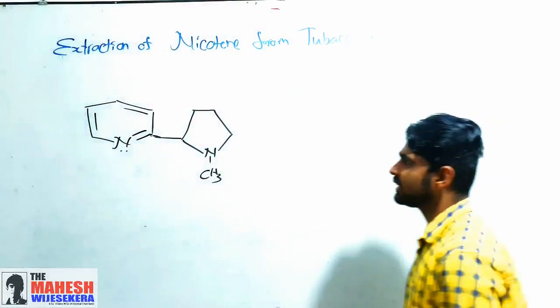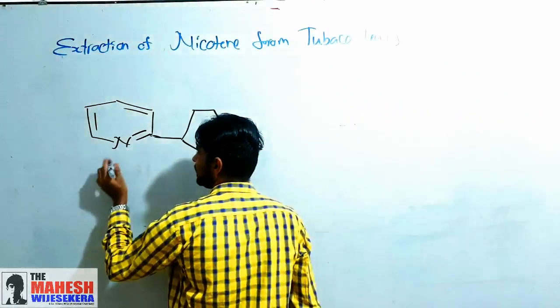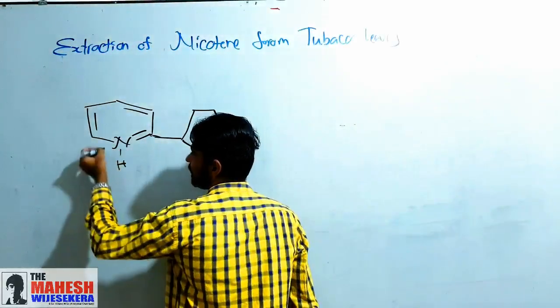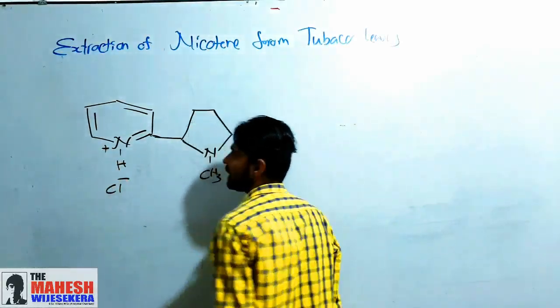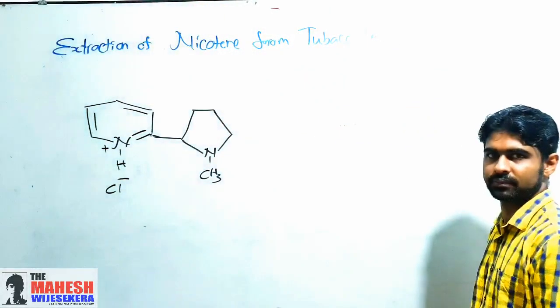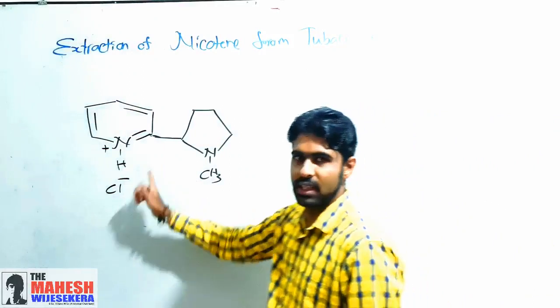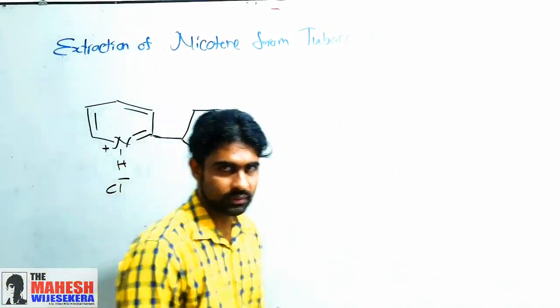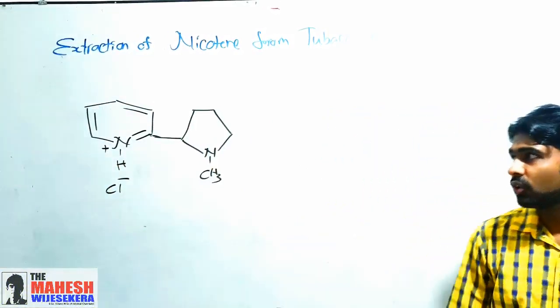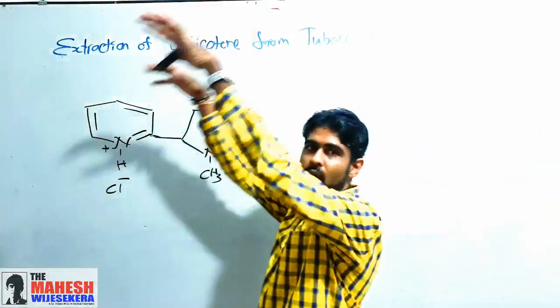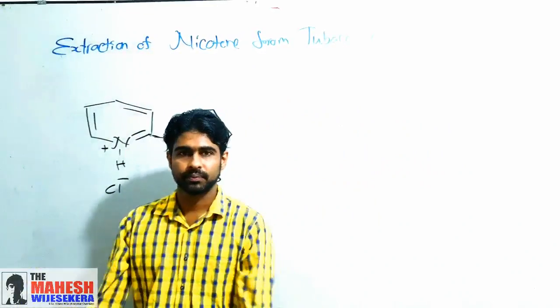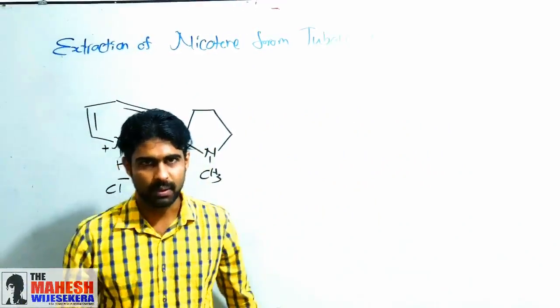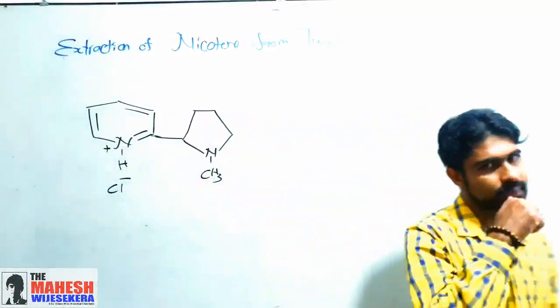Once you react with HCl, what will happen? This will form a bond with hydrogen and Cl minus. You get something like this. So this is an ionic compound and it is readily soluble in water. So the entire compound will dissolve in water.